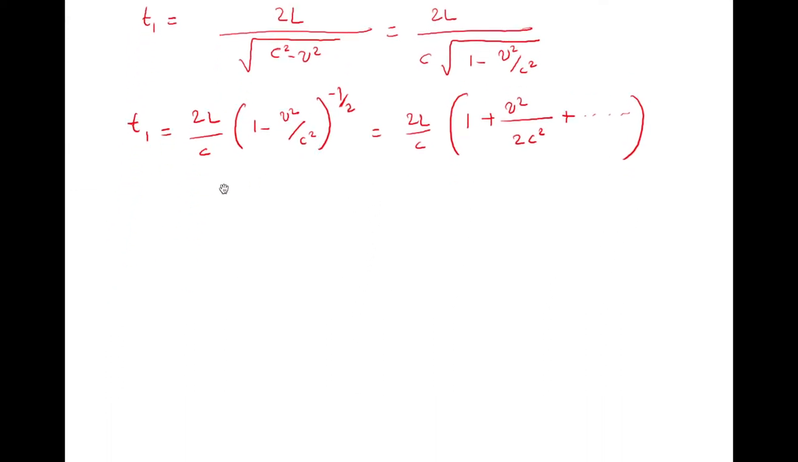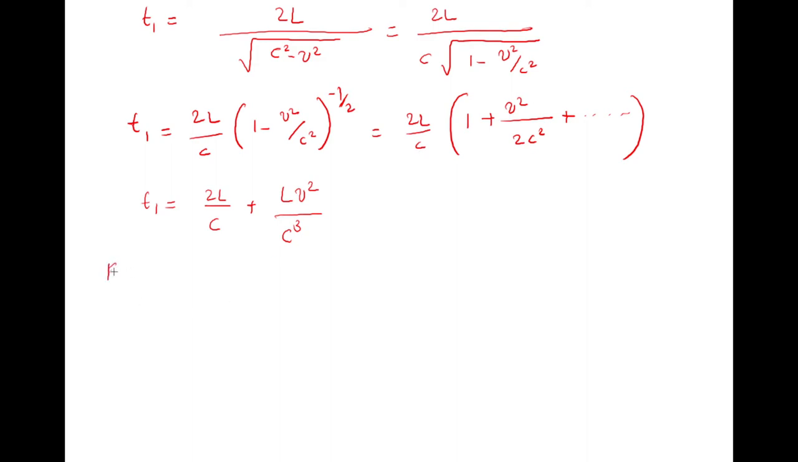Right, so effectively we can say that up to the first two terms, T1 is equal to 2L over C plus L V squared over C cubed. I have multiplied inside the bracket the other term, the outside term 2L over C. That results in this particular expression for T1.